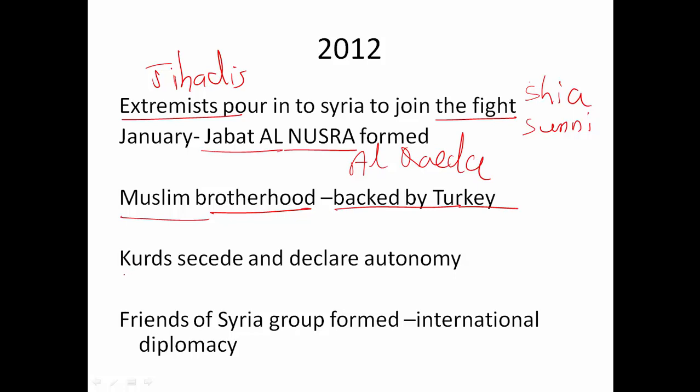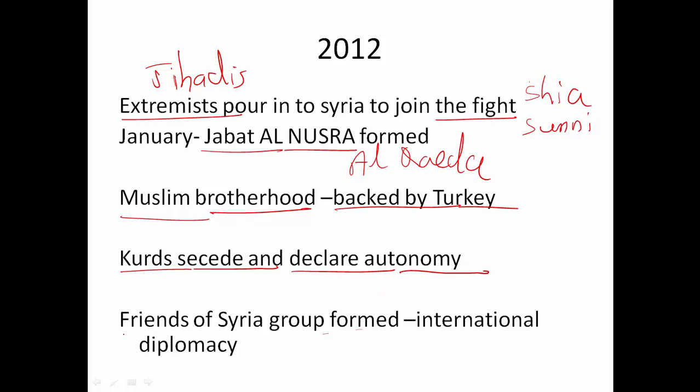In 2012 only, Kurdish people, as I told you earlier, seceded and declared autonomy. Why? Because all the army from the northern Kurdish areas was sent to fight these protesters in Homs and Aleppo. And so when the army left, the Kurds took over and declared their autonomy.